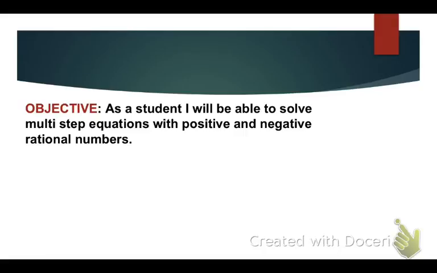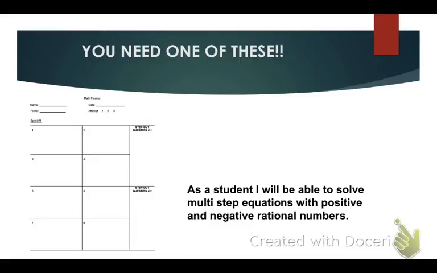Today as a student you will be able to solve multi-step equations with positive and negative rational numbers. In this folder you are allowed to use a calculator. If you don't have one, pause the video and go and get one from your teacher. You will also need one of these graphic organizers. If you do not have one, pause the video again and go ask your teacher.